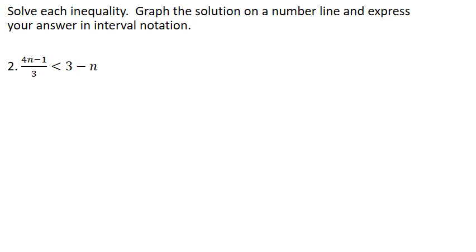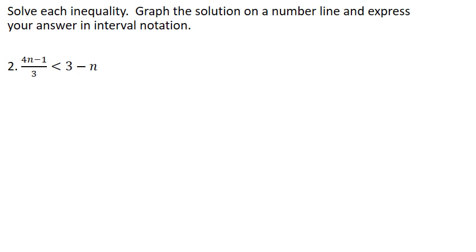All right, number 2. Graph the solution on a number line again, but this time I want you to express your answer in interval notation. So we have 4n minus 1 over 3. It needs to be less than 3 minus n.